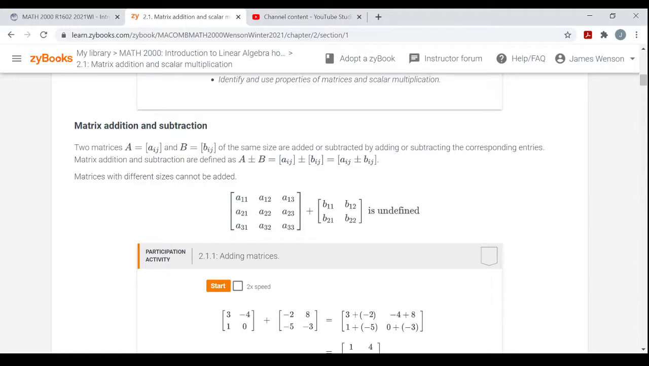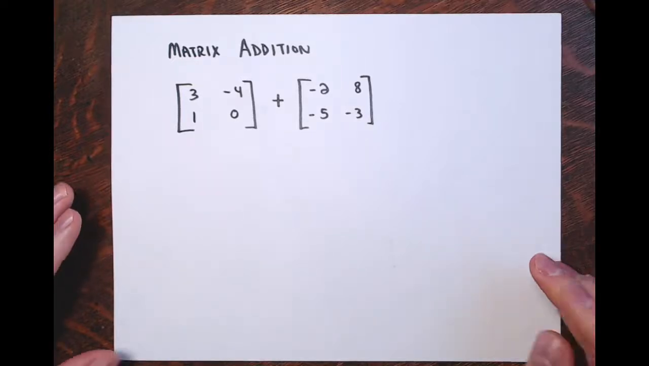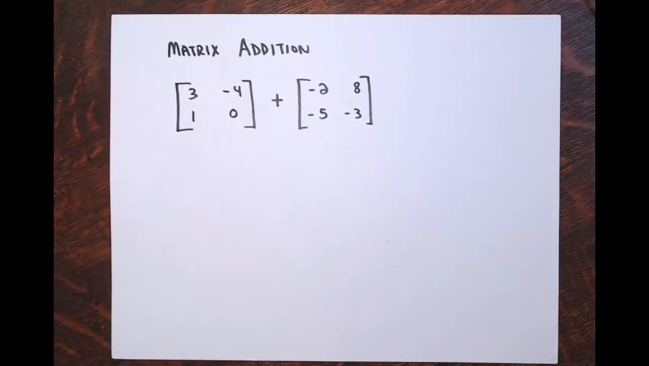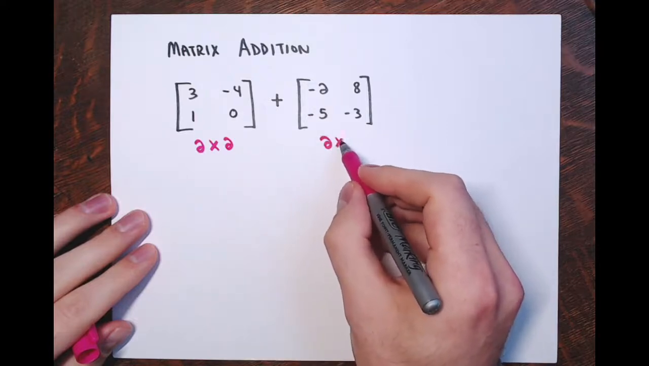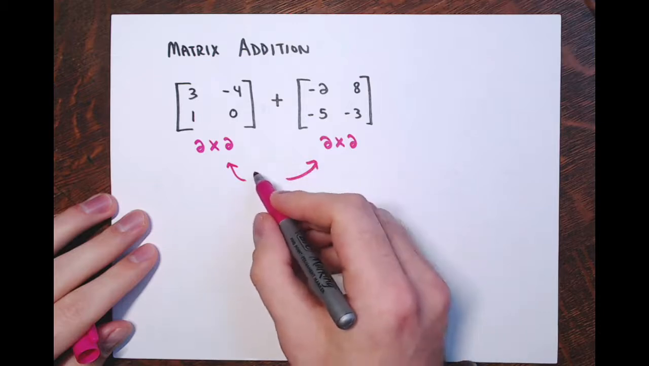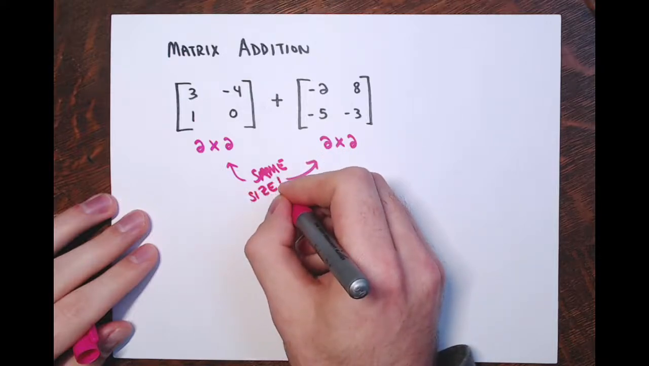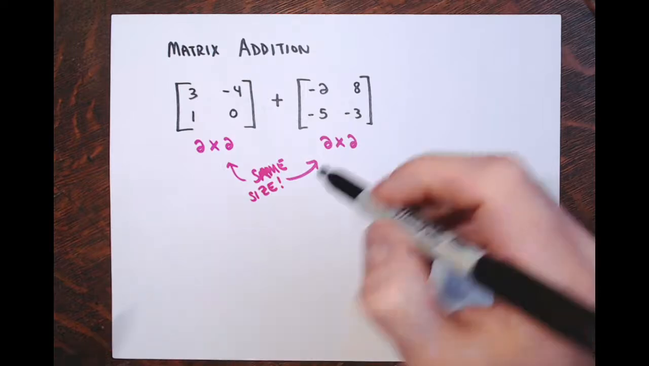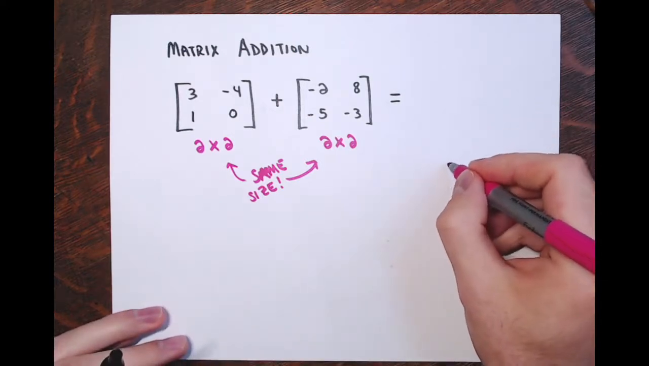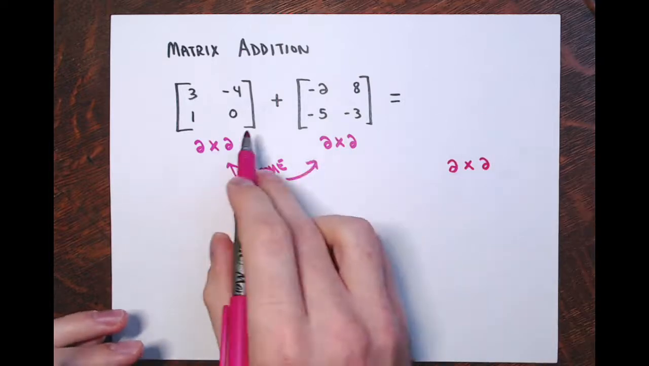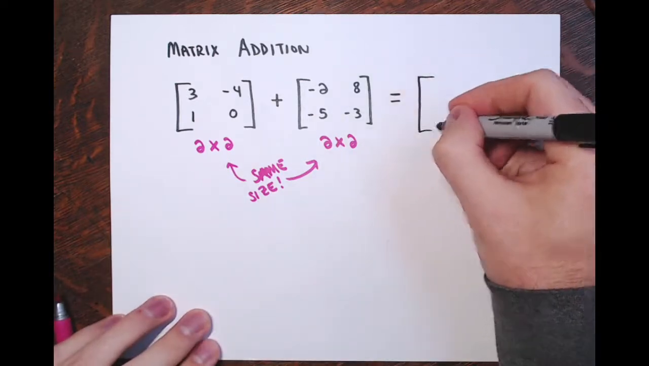Alright, so I'll show you an example on paper. This first participation activity, I have that written out. Here's the first participation activity's example. There are two matrices here, a 2 by 2 plus another 2 by 2. These matrices do have the same size, meaning they can be added. And when you add two matrices that are the same size, the result will also be that size. So a 2 by 2 plus a 2 by 2 will be another 2 by 2 matrix.